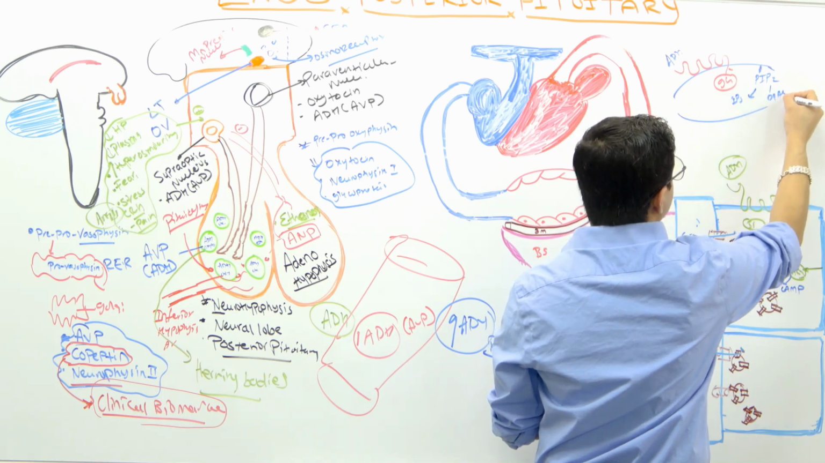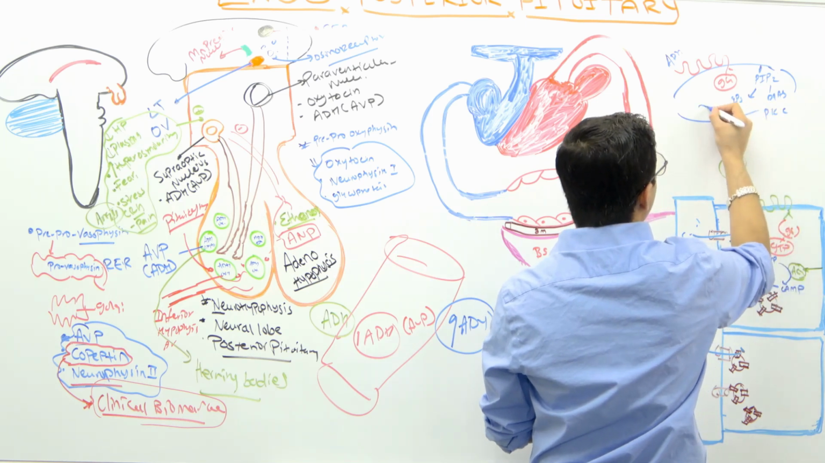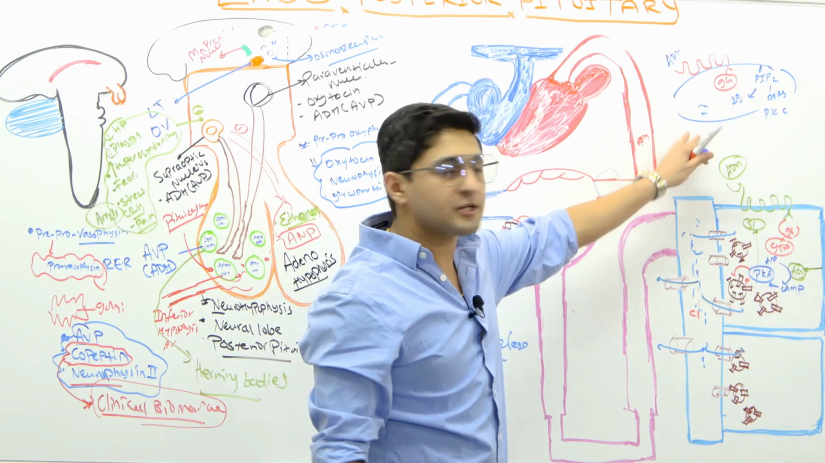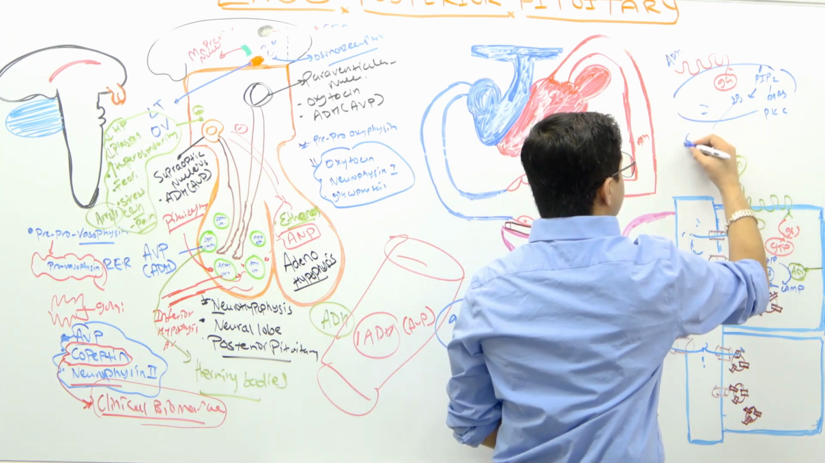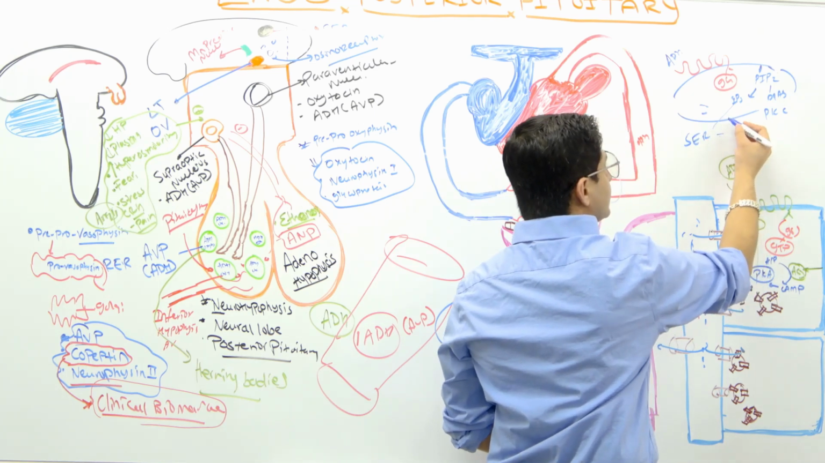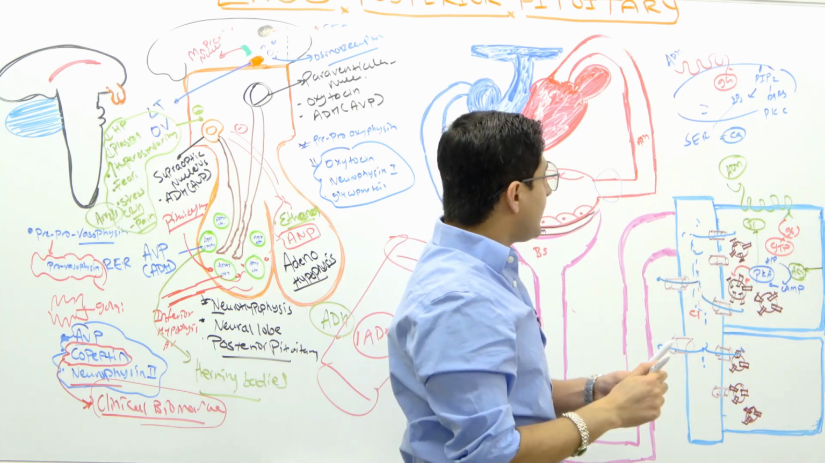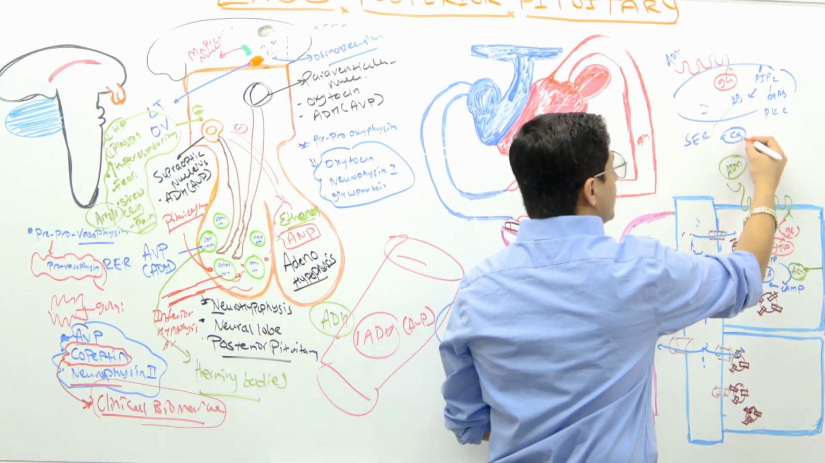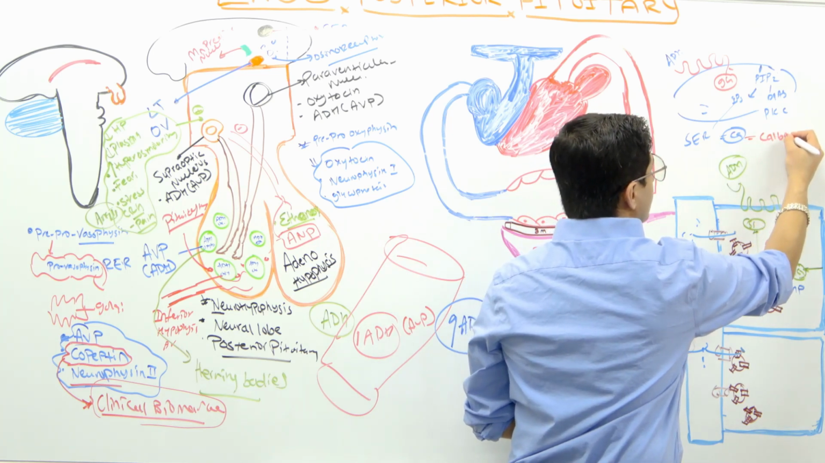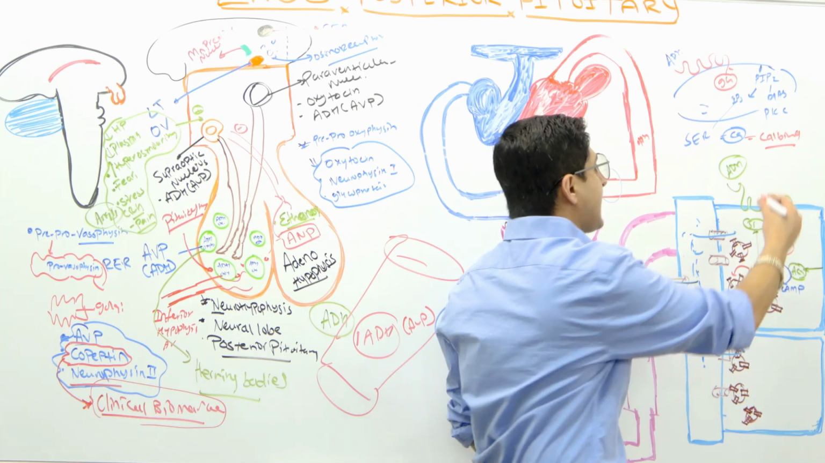into IP3 and DAG. Okay, and then DAG will activate protein kinase C, and IP3 will go to the smooth endoplasmic reticulum right here. Let's make this the smooth endoplasmic reticulum. Then it will cause the calcium channel to release lots of calcium, right? And the calcium will go and, because it's a smooth muscle cell, it will bind to the calmodulin complex, right?